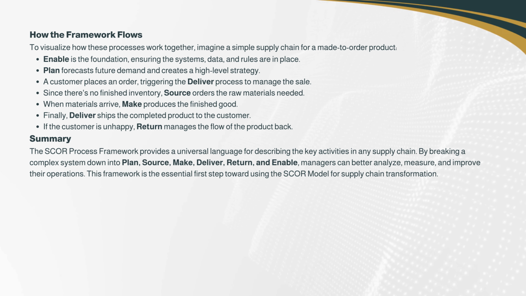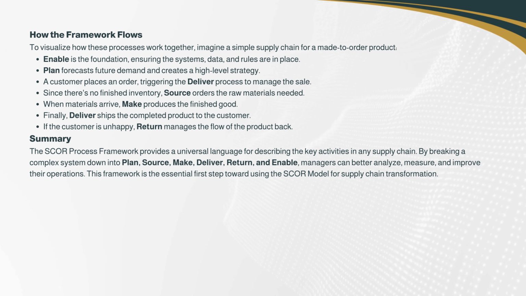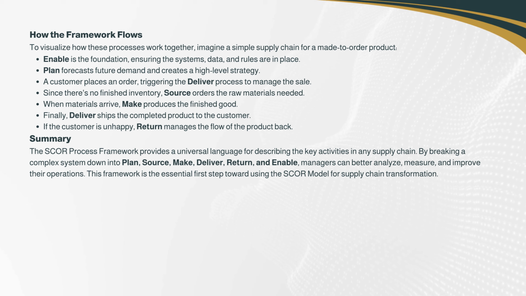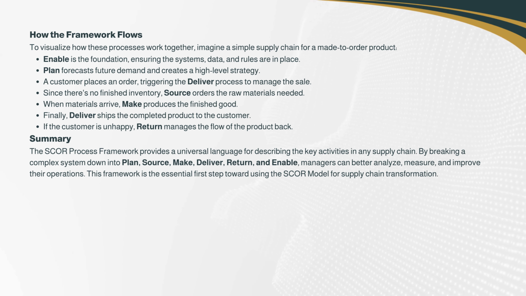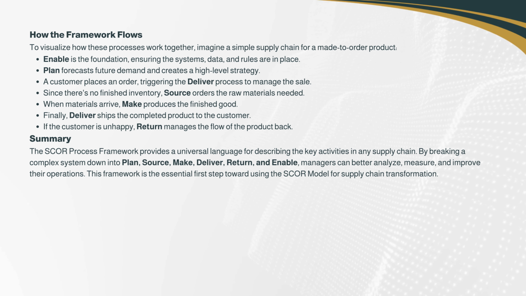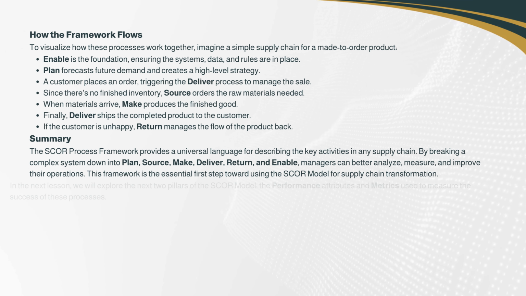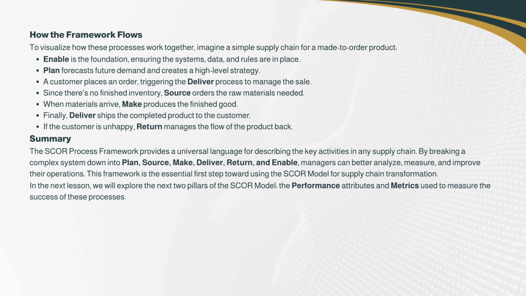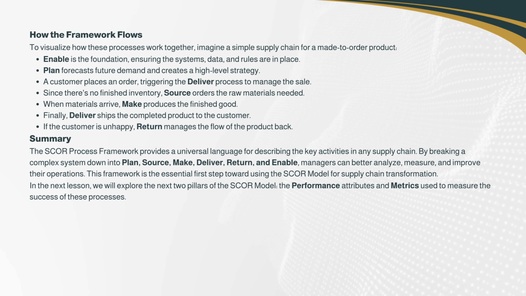By breaking a complex system down into plan, source, make, deliver, return, and enable, managers can better analyze, measure, and improve their operations. This framework is the essential first step toward using the SCOR model for supply chain transformation. In the next lesson, we will explore the next 2 pillars of the SCOR model: the performance attributes and metrics used to measure the success of these processes.